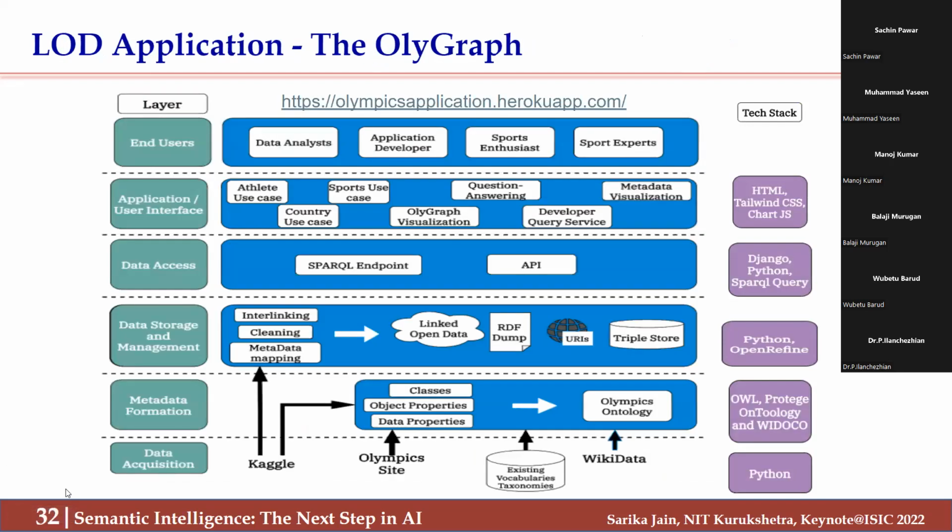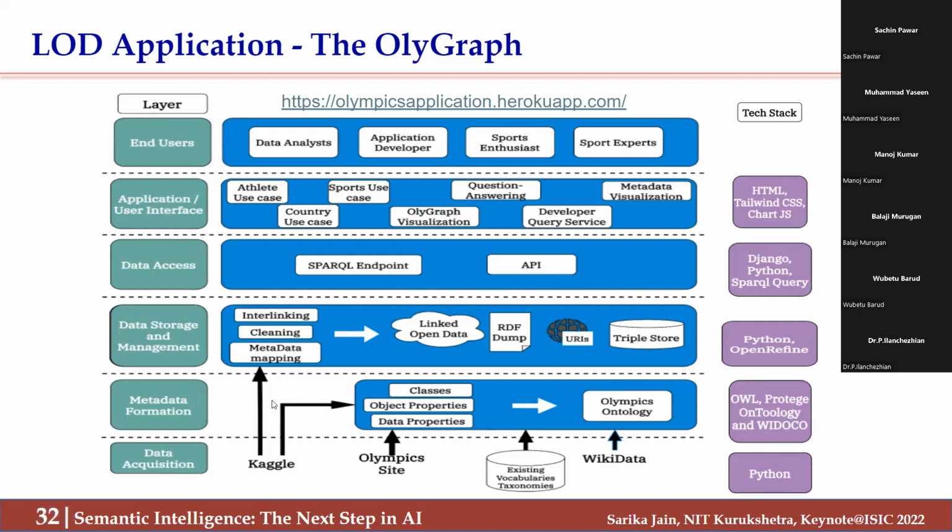Here is a screenshot of the architecture that we have utilized for the Olympics project. As I was mentioning, the OlyGraph application, the Olympics application, we call OlyGraph the knowledge graph, including the T-box as well as the A-box. Starting from data acquisition, we took the data from Kaggle and the Olympic site, created classes, object properties, data properties, and we came up with an Olympics ontology. Using the tools, we developed this ontology in Protege. Using Python, we have done the data extraction.